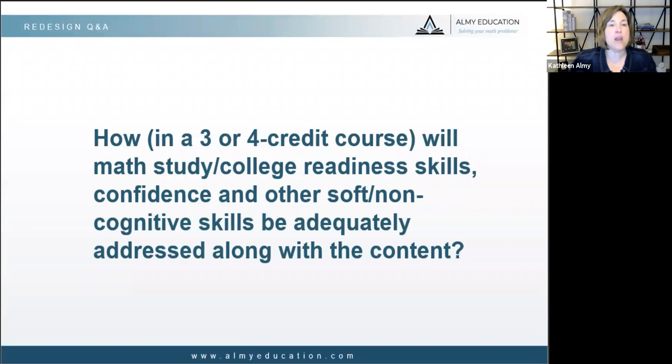All right, how in a 3 or 4 credit hour course will math study/college readiness skills, confidence, or other soft non-cognitive skills be adequately addressed along with the content? Wow, that is a mouthful, but a good question. So how do you do this? Basically, if you're teaching a 3-4 credit hour course, how do you get in all of these other things that are non-math related? How do you do that adequately?